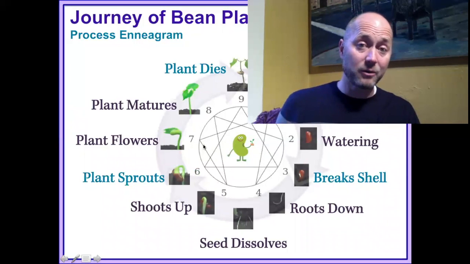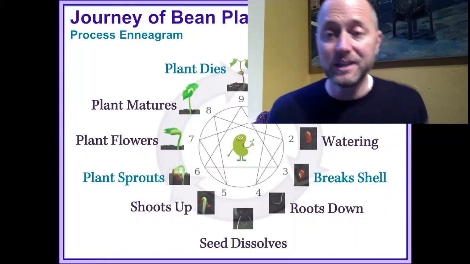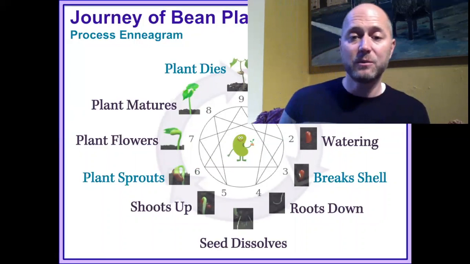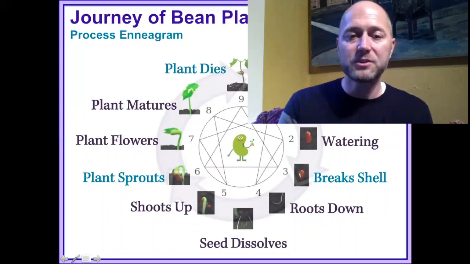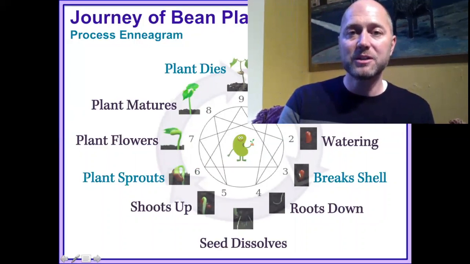And also the flowering and the reproduction is what creates new seeds. So we have another connection between 7 and 1 in that way. And so on around the Enneagram, all of the connecting lines also relate each of the stages of the points to each other.